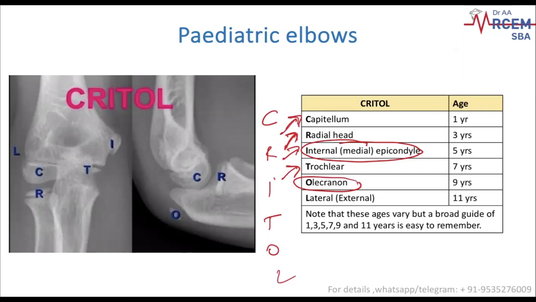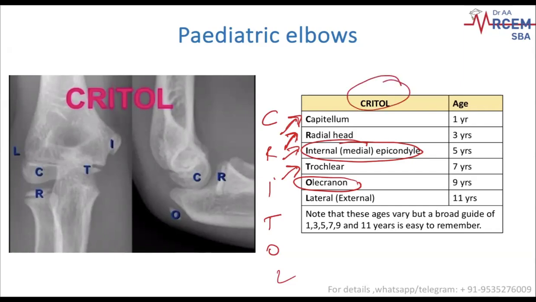So if the later one appears, all the earlier ossifying centers should be there in their respective positions. If they are not there, then there is an avulsion of that ossifying center. So you need to be aware where these ossifying centers are, and when they appear in a sequential manner. To remember in a sequential manner, you can remember the mnemonic CRITOL.